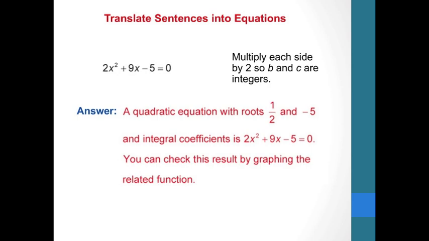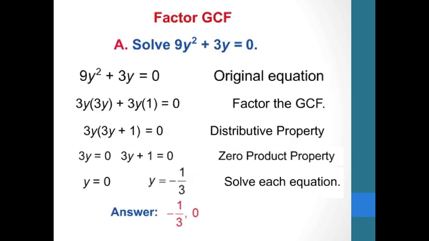GCF is another way to factor. As a matter of fact, that's the one I always use first when I'm asked to factor. I see what they have in common. Well, the 9y squared and the 3y have 3's in common and a y in common. So they come out of the parentheses, and what is left when I divide those two by 3y is in the parentheses, and then I do the zero product property.